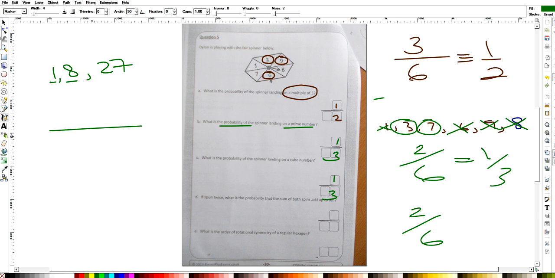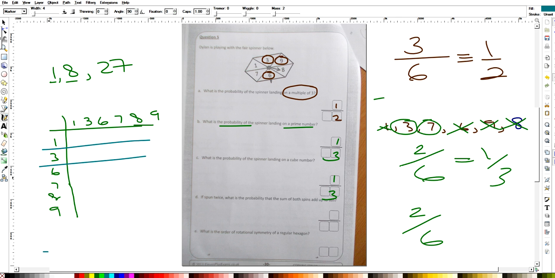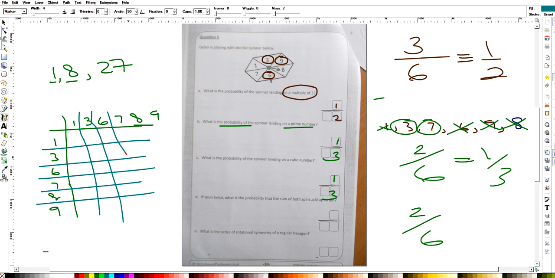What we need to do for this one is a possibility space diagram. So we have 1, 3, 6, 7, 8 and 9. And 1, 3, 6, 7, 8 and 9. I'm just going to do 9 here and do a different color. My lines are a bit wonky, folks. I'm sorry about the wonkiness, but it's difficult to do them straight on this pad.